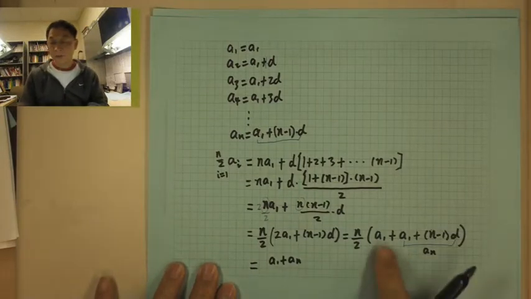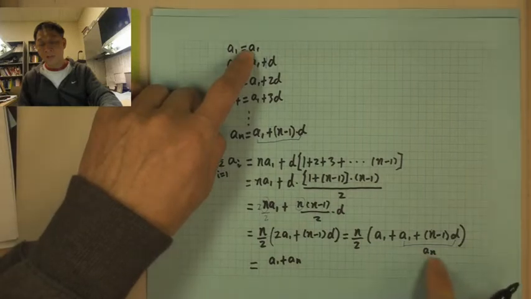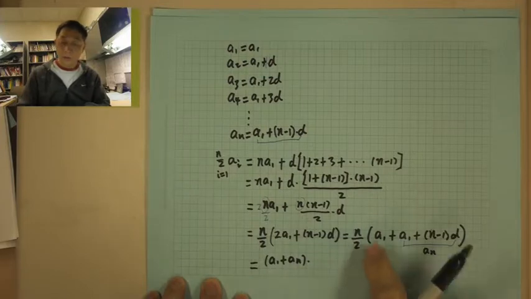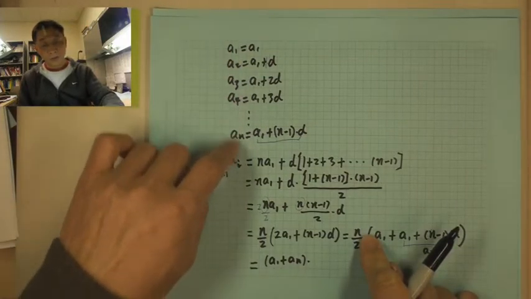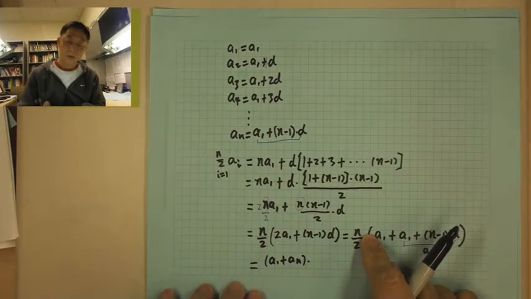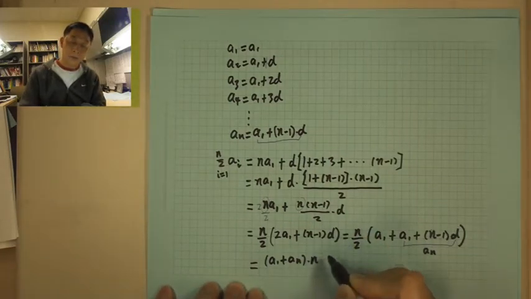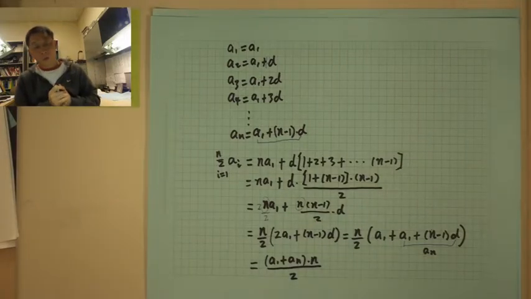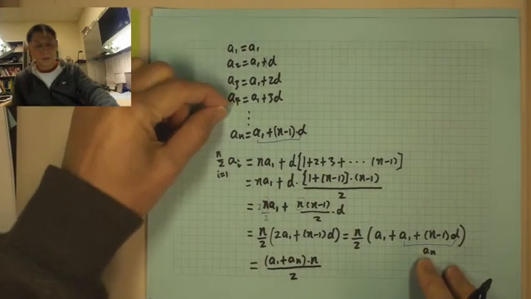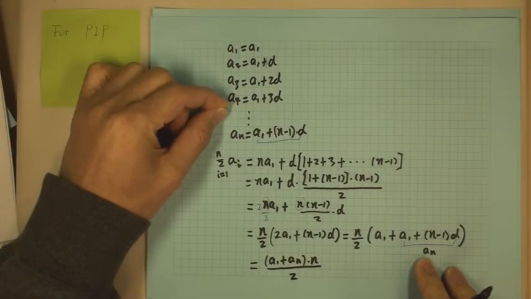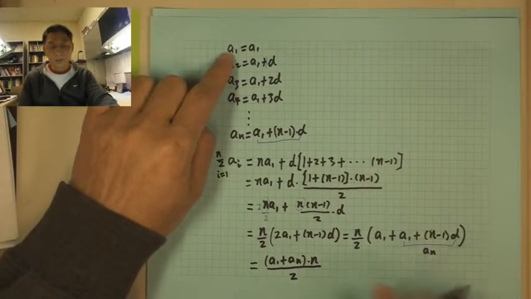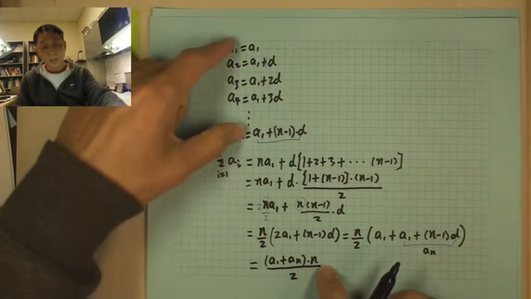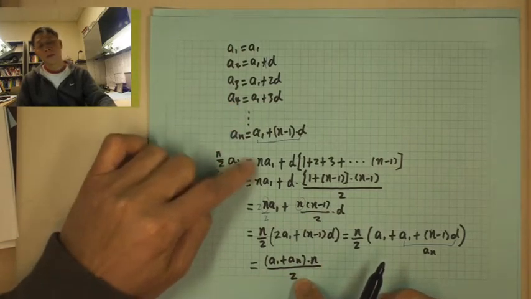First term a1 plus the last term times n, n is the number of terms, you see, and then the whole thing divided by 2. So this will be the formula for arithmetic sequences. It's the first term plus the last term times the number of terms divided by 2. That's the sum.